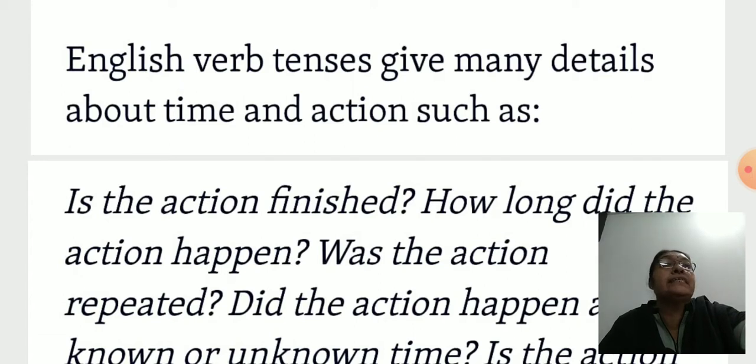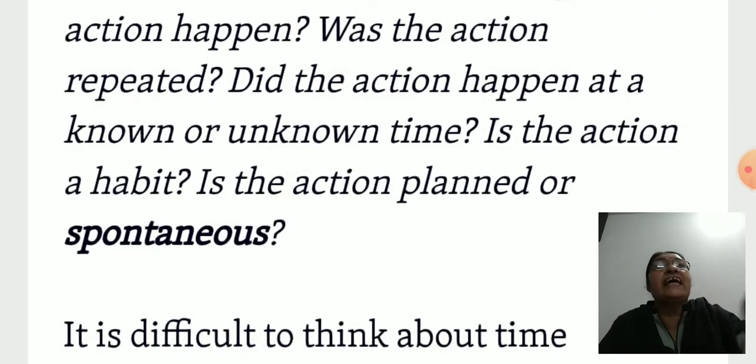English verb tenses give many details about time and action, such as: is the action finished? How long did the action happen? Was the action repeated? Did the action happen at a known or unknown time? Is the action a habit? Is the action planned or spontaneous?